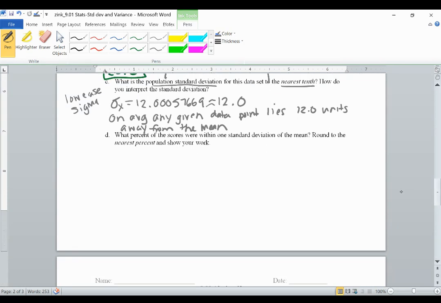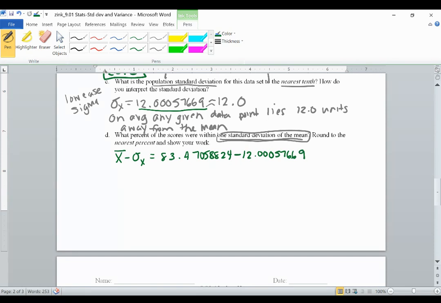Letter D, what percent of the scores were within one standard deviation of the mean? This is a type of question that sometimes comes up on the regions. Round your answer to the nearest percent and show your work. We already found what one standard deviation is right here. So we want to take the mean and subtract that one standard deviation from it. So we're taking 83.47058824, which is our mean, and subtracting one standard deviation from that.